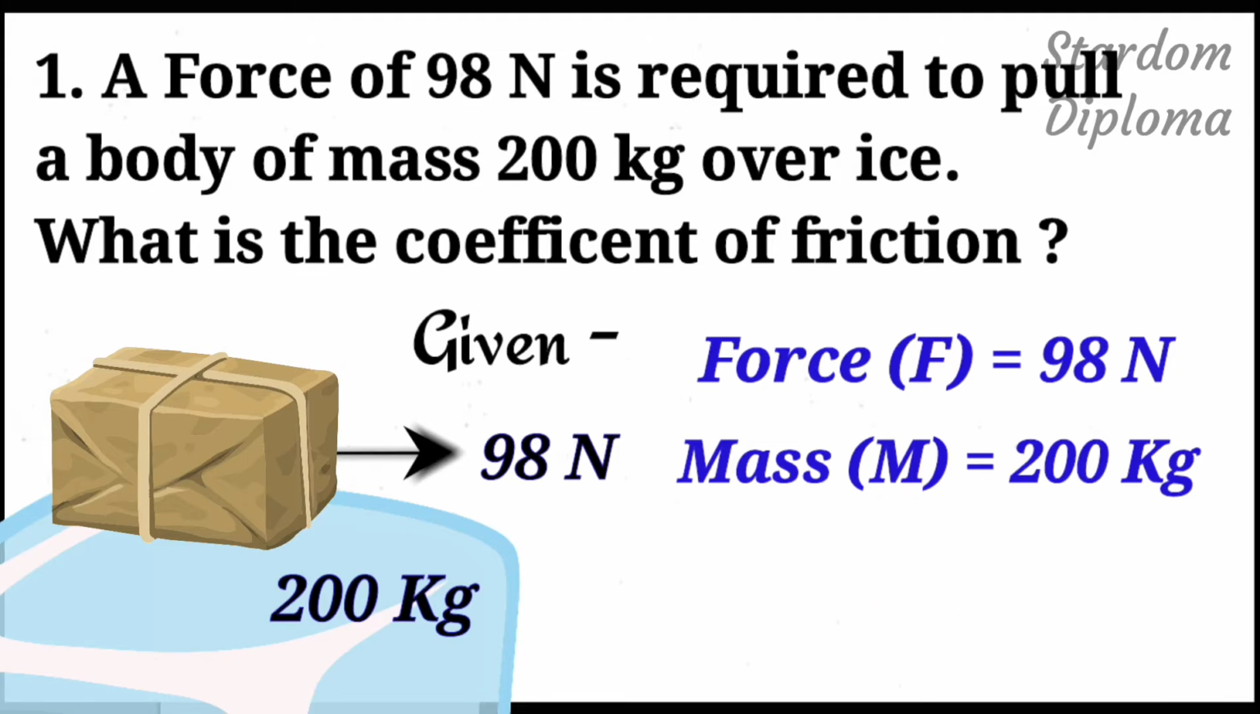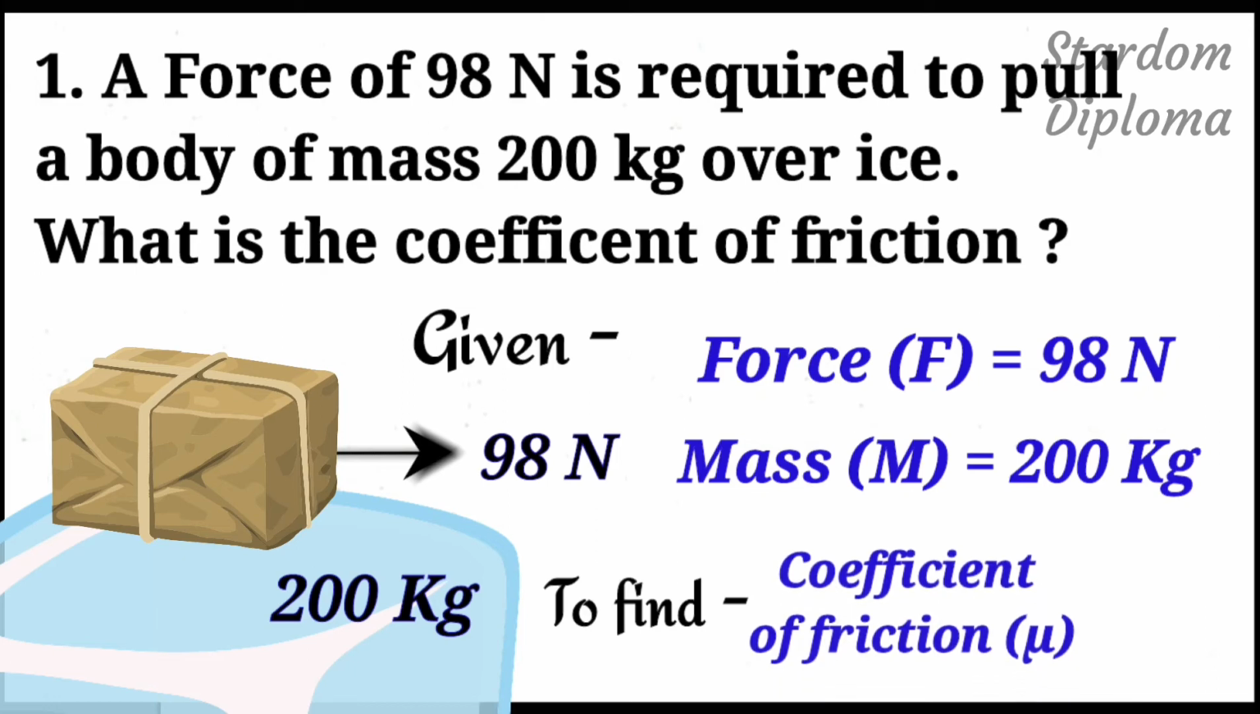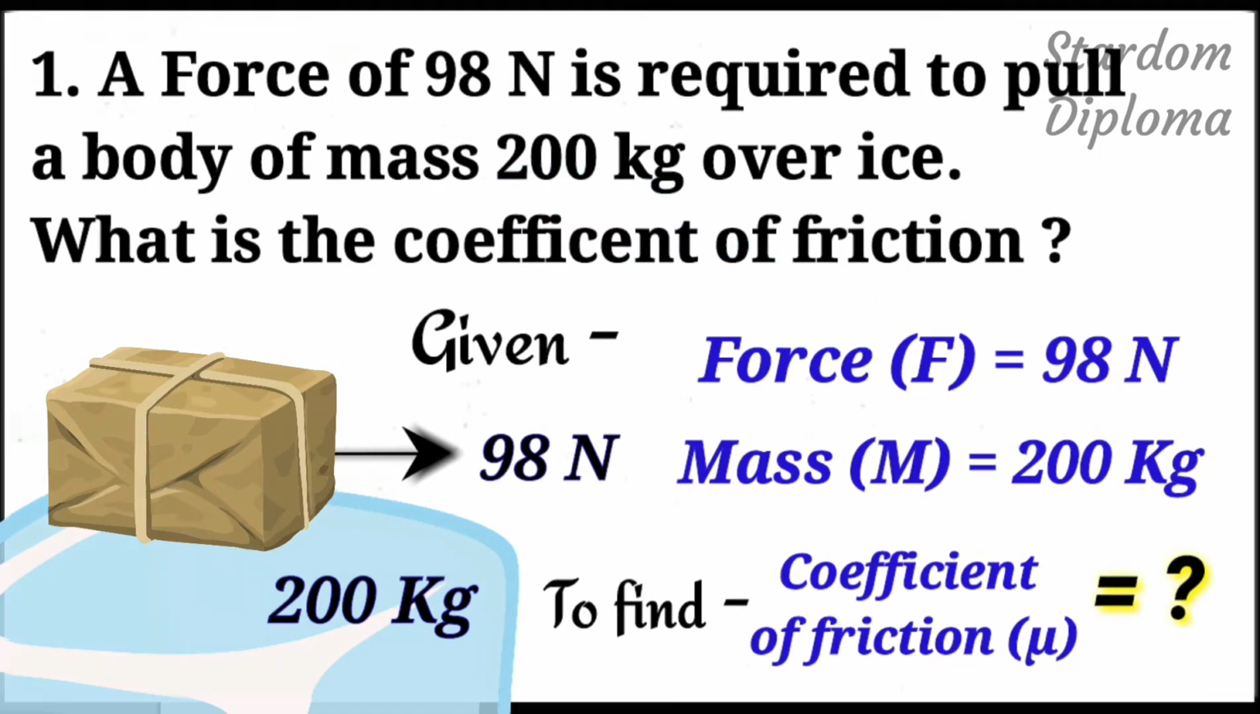In this question, what did he ask? He asked what is the coefficient of friction. Mu is the coefficient of friction, right? So mu is equal to question mark. In this question, we need to find the value of mu using what is given in the question, that is the force and mass. Two steps are completed.